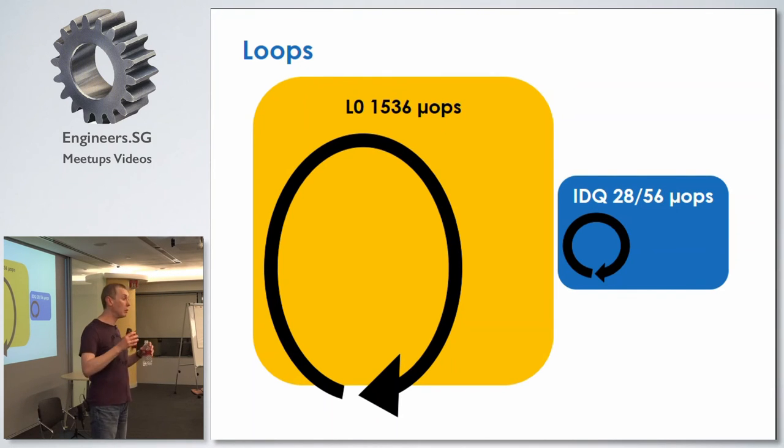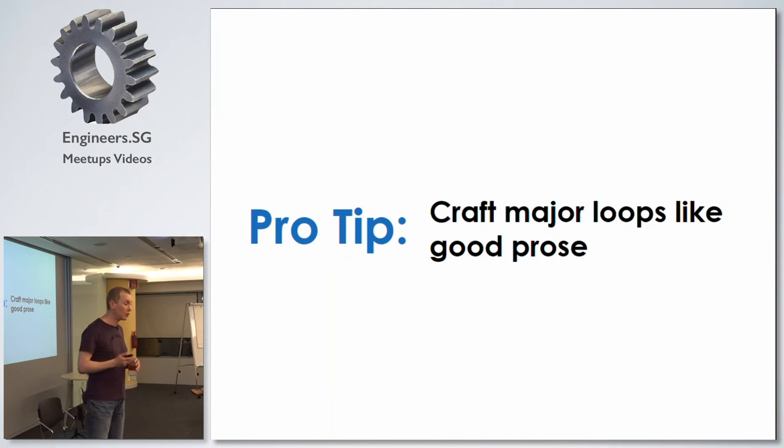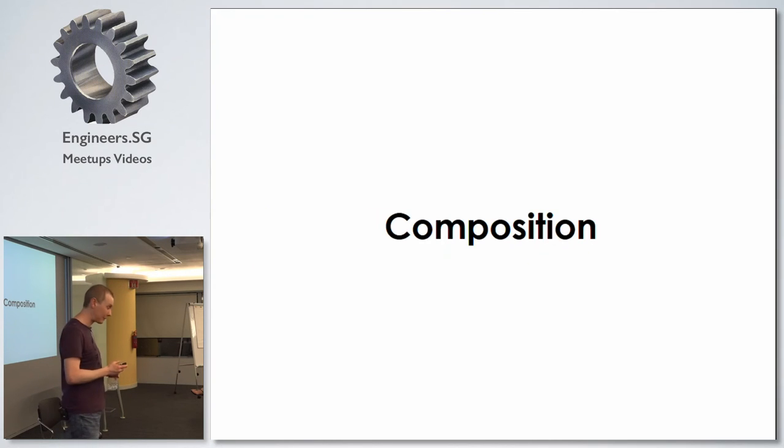Now, I'm not saying that you must force all loops to be small. You may need to do more work, but the default shouldn't be that you cram extra code into loops just to get something done in a hurry. To keep things simple, keep them following single responsibility. So look at crafting your loops like good pros, especially the ones that are key to the core of what you're doing. The profiler will tell you where your key loops are inside your code.